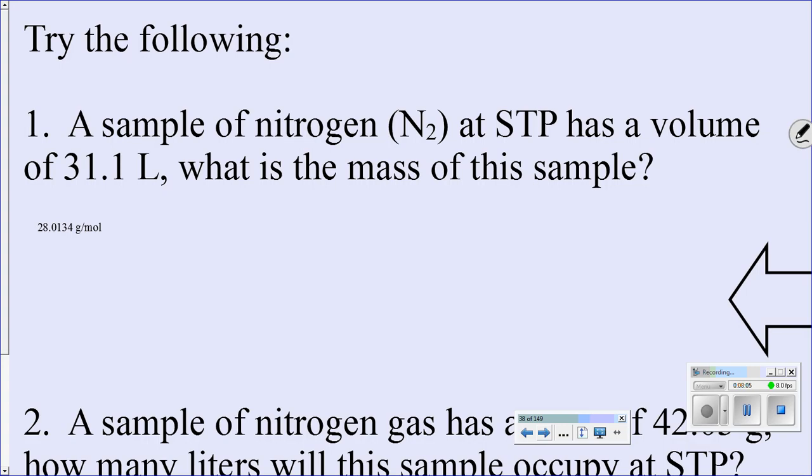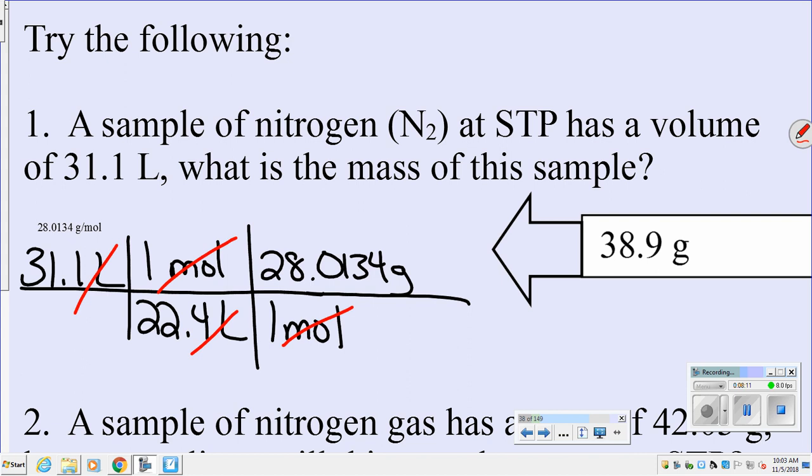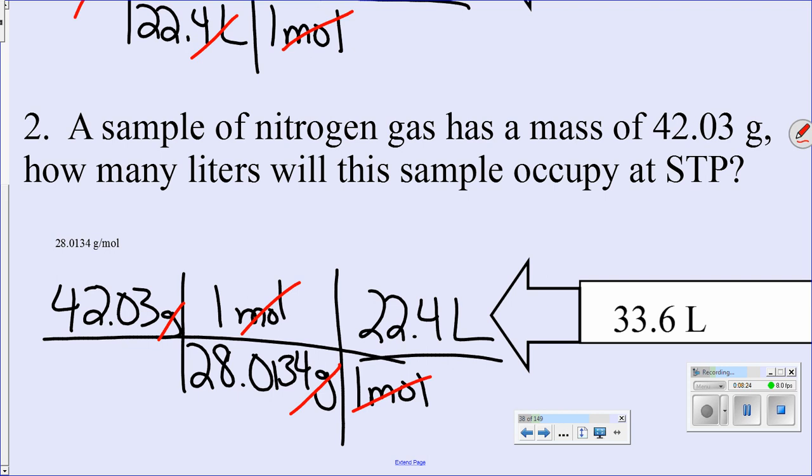Here are a couple problems to try. Pause your video for a minute, and I'll expose the answers in just a moment. So here you go, your first one, you get 39.8 grams. You have to get rid of liters in your first term to go into moles, and then you put moles in the bottom in the second one to get rid of moles and turn that into grams. And the second one, you're starting with grams. Get grams to cancel, you go into moles, and then from there you go into liters.